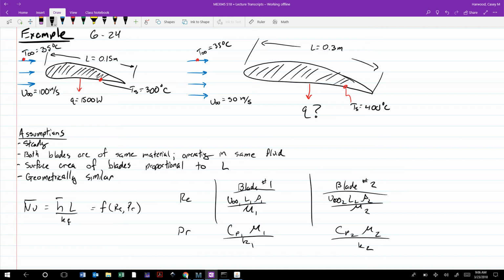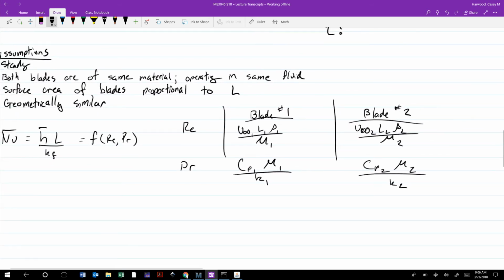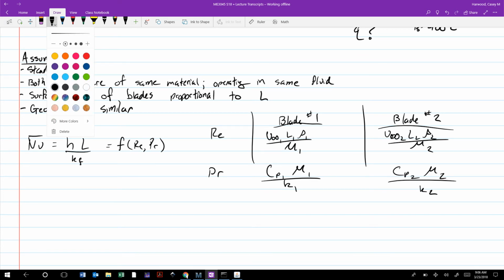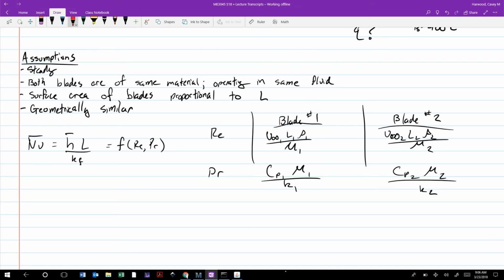So from up here, we can make a couple of assumptions about, for example, the velocity, the length, the density, etc. of these quantities respectively on blades 1 and 2. For example, if we number these assumptions 1, 2, 3, 4, then from assumption 2, both blades are of the same material, operating in the same fluid. That means that all of our fluid properties, for example density and viscosity, as well as our solid properties, for example K, are equal in both cases.